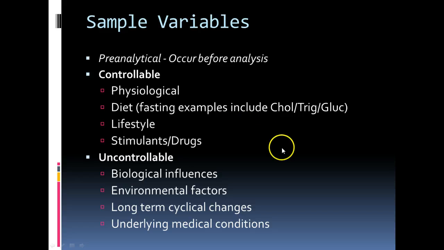There are some things that are going to affect certain tests. This will be part of one of your written assignments coming up as well. Pre-analytical means before analysis. Some things that we control are physiological: your diet, lifestyle, and any drugs that you may be taking. Those things can affect your blood results. For example, if you eat a big cheeseburger before you go in for your cholesterol and triglyceride testing, it will affect it. Things that you can't control: biological influences, environmental factors, long-term cyclical changes like when you get older, and underlying medical conditions. Those are things that could affect your sample.